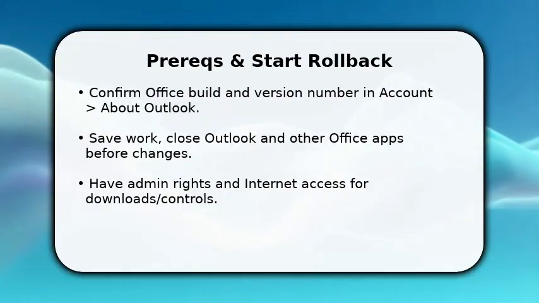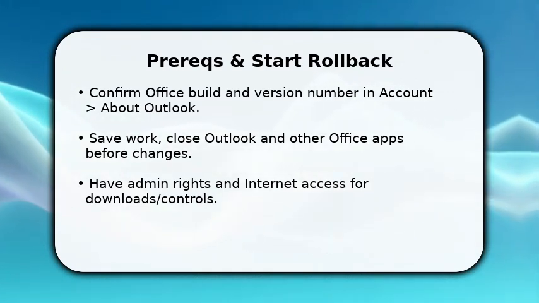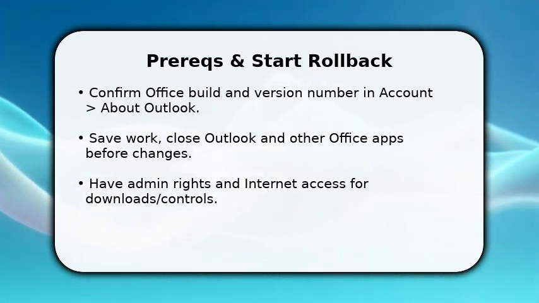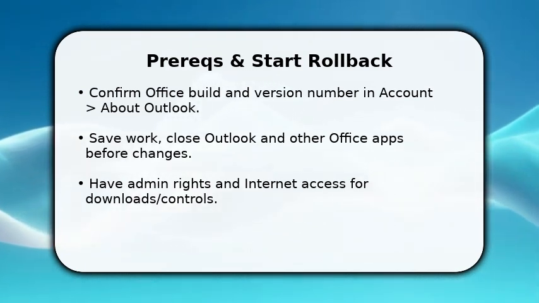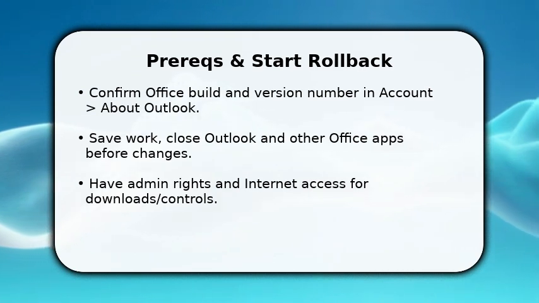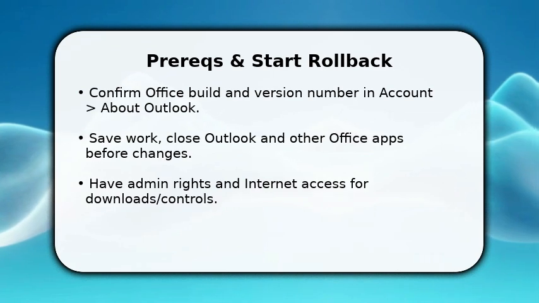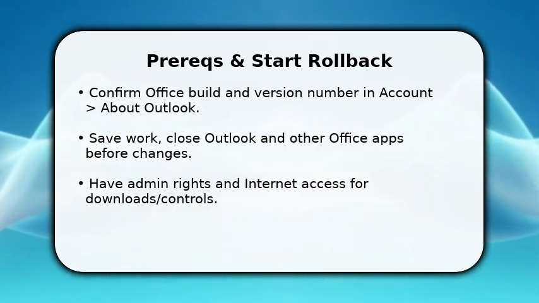You'll start by confirming the Office build and exact Outlook version so you know which legacy release to target. Once done, save work and close all Office apps to avoid file conflicts. Make sure you have local admin rights and internet access. You'll need them to run switches or install older builds. If you're in a managed environment, check with IT before proceeding. Otherwise, continue to the next step to switch update channels or reinstall the desired build.